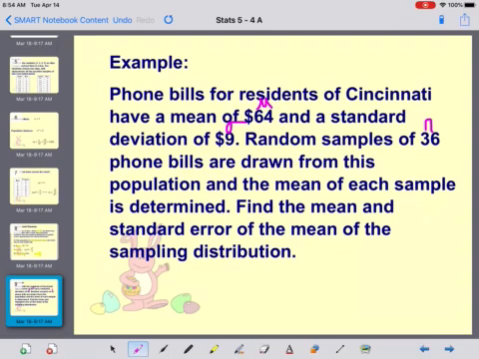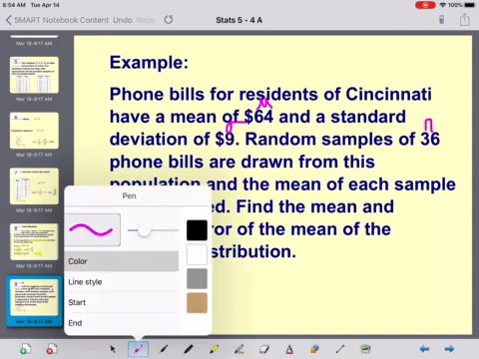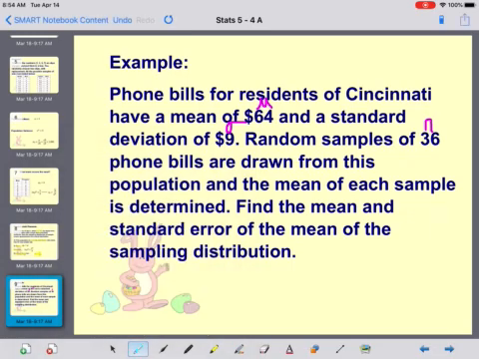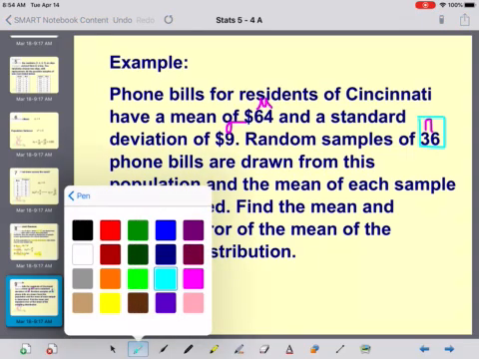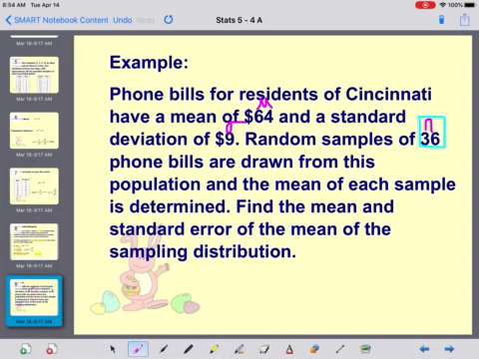So, first of all, nothing about this says it's normally distributed. If it was normally distributed, it would say so. It doesn't say that, but my sample size is 36, and 36 is bigger than 30, so we can still do it this way because the sample size is bigger. So all you have to do is say mu x bar, which is my population mean, is equal to the mean of the entire thing, which was 64. All I did was repeat the mean that they gave me.